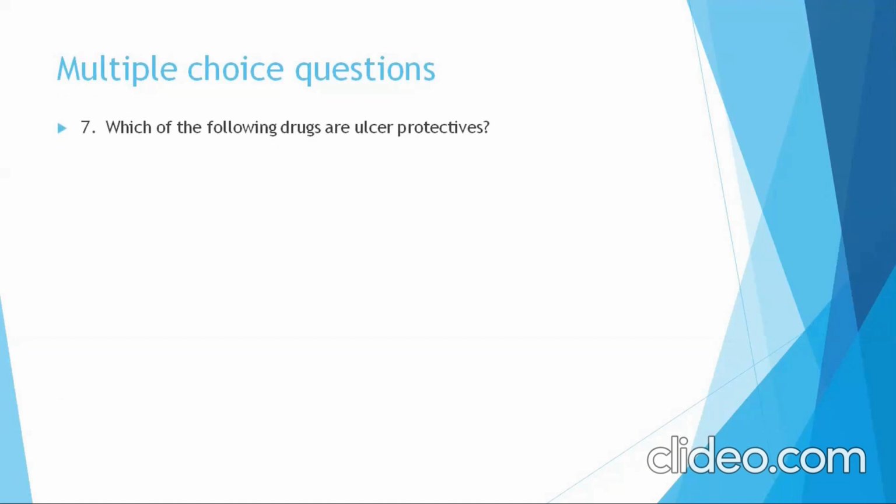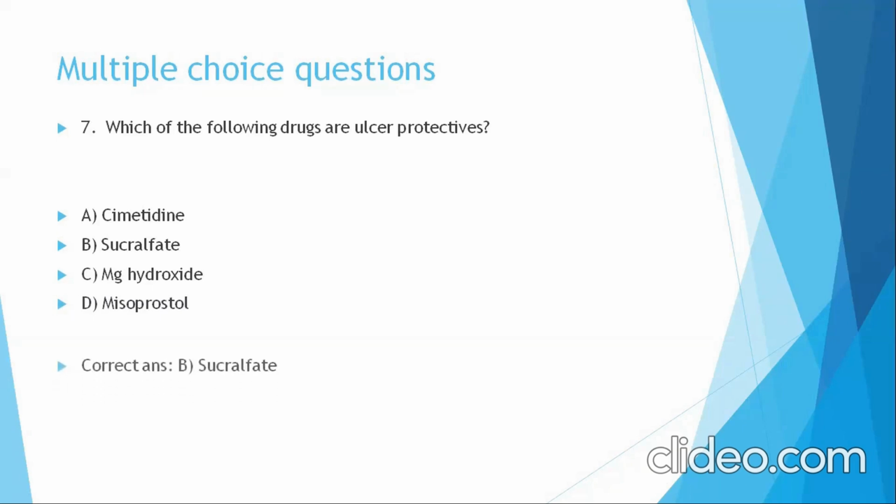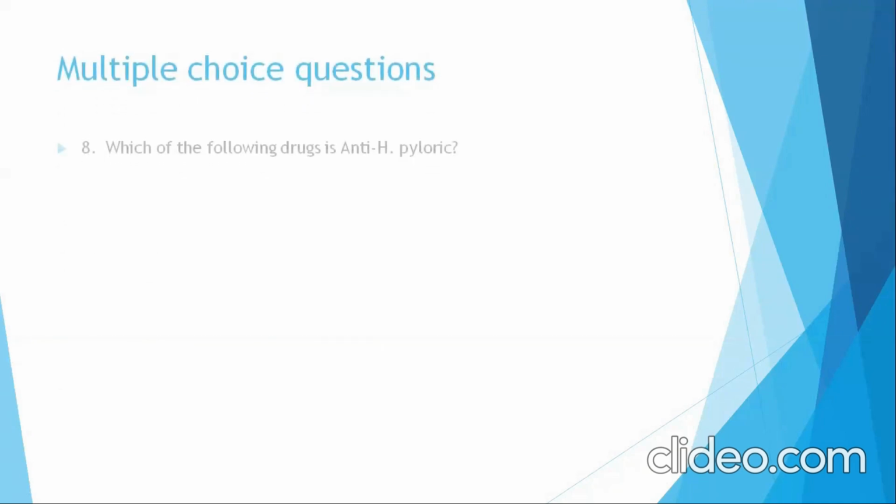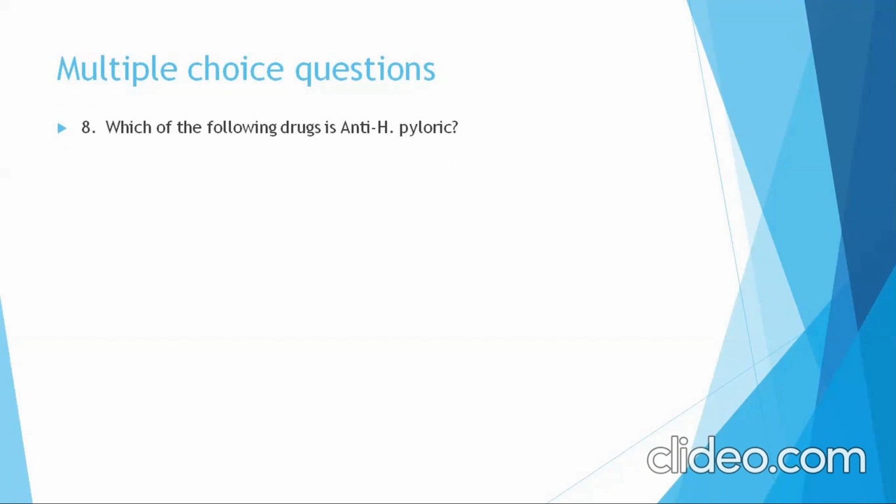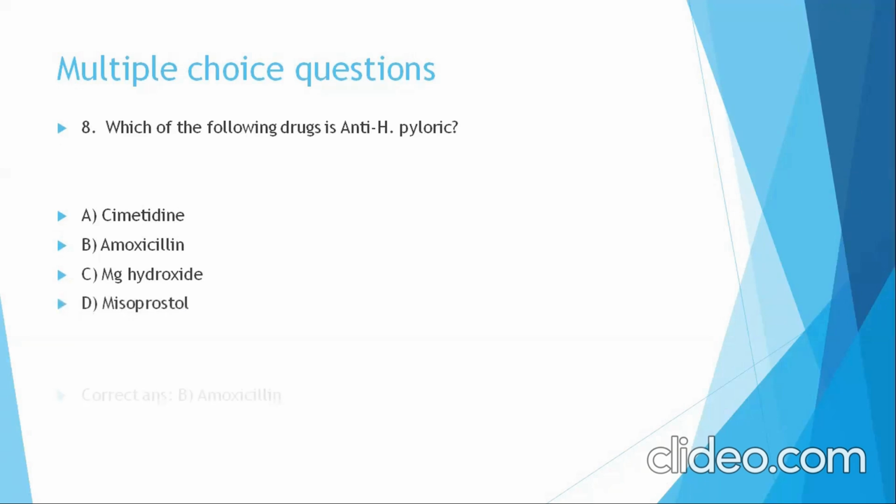Next question, which of the following drugs is an ulcer protective one? Options are cimetidine, sucralfate, magnesium hydroxide and misoprostol. The correct answer is B, that is sucralfate. Which of the following drugs is an anti-H. pylori agent? The options are cimetidine, amoxicillin, magnesium hydroxide and misoprostol. The correct answer is B, that is amoxicillin, because the H. pylori infection can be eradicated with the help of antibiotics like amoxicillin.